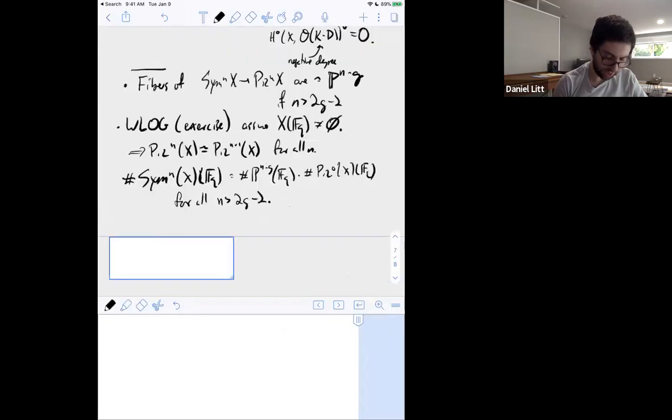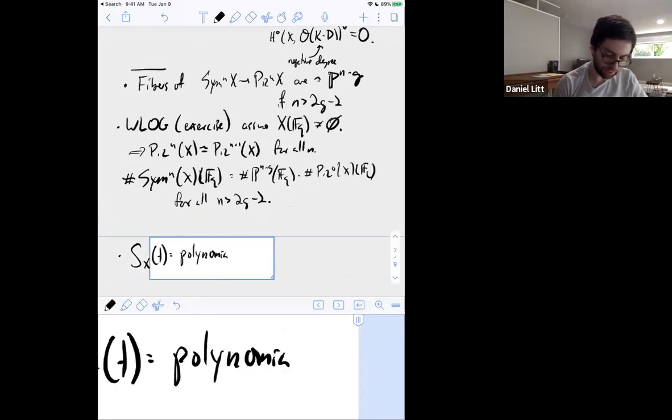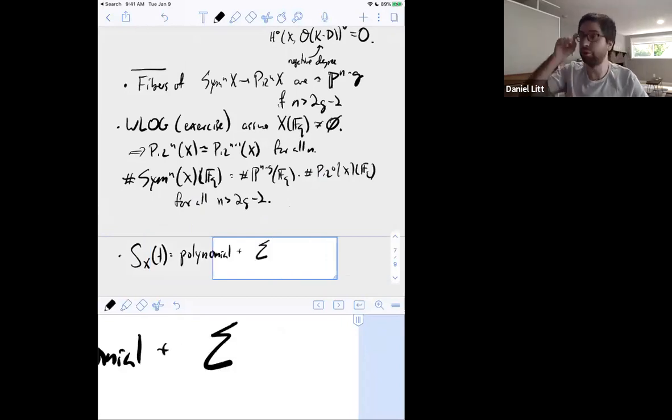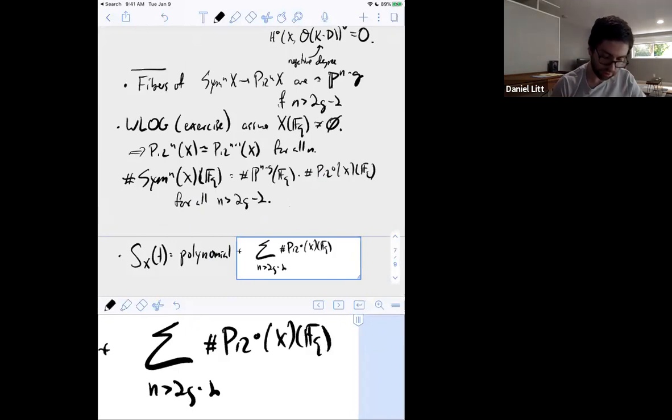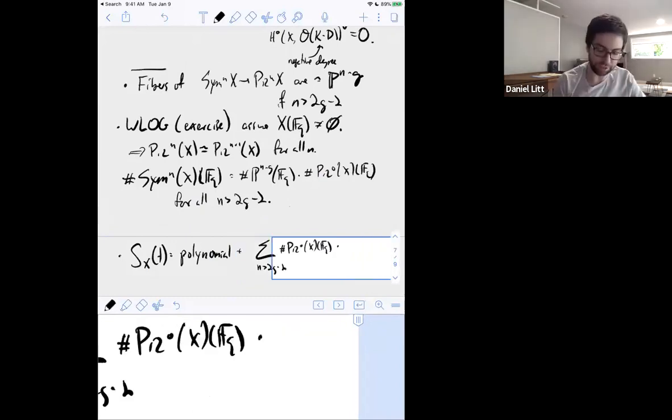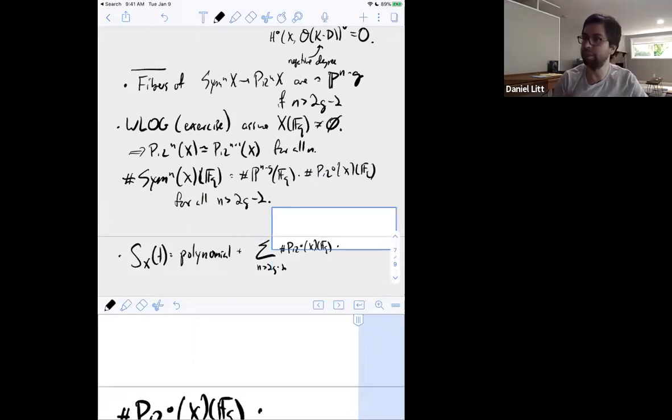Okay, so now we can rewrite the zeta function. So we get the zeta function of X is equal to some polynomial plus, so that's just the first 2G minus 2 terms, plus the sum over N bigger than 2G minus 2 of the number of points on Sym N X. Well, we just figured out what that is. That's the number of points on Pic naught times the number of points on P N minus G. So how many points are there on P N minus G?